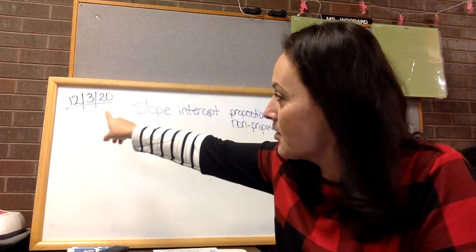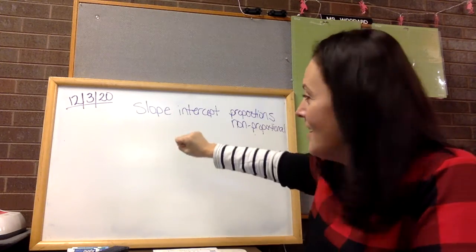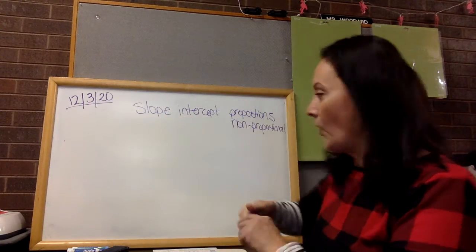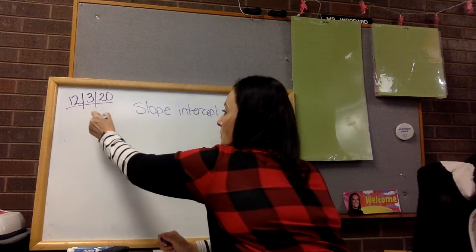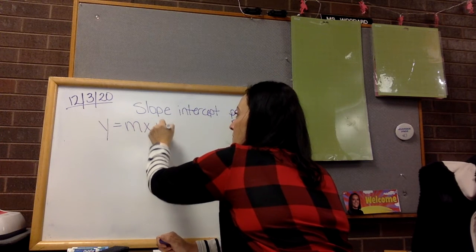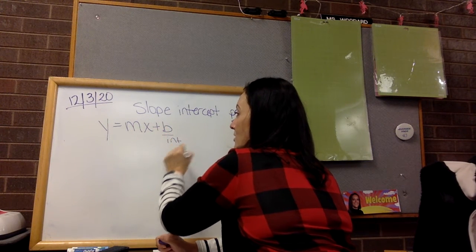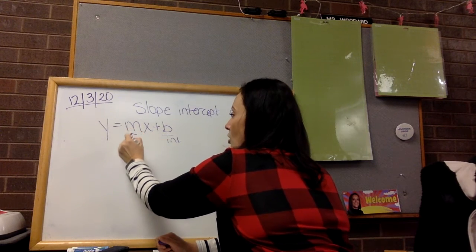It is December 3rd of 2020, and here's what we're going to be working on today. We have been studying slope-intercept form. If you remember, this was when we were talking about the equation y equals mx plus b. We were talking about this being the y-intercept, and this is the slope.